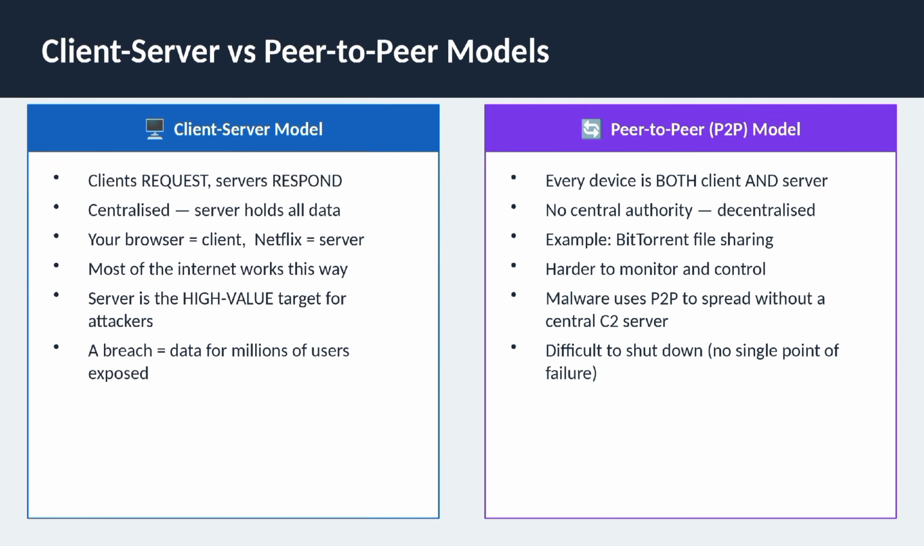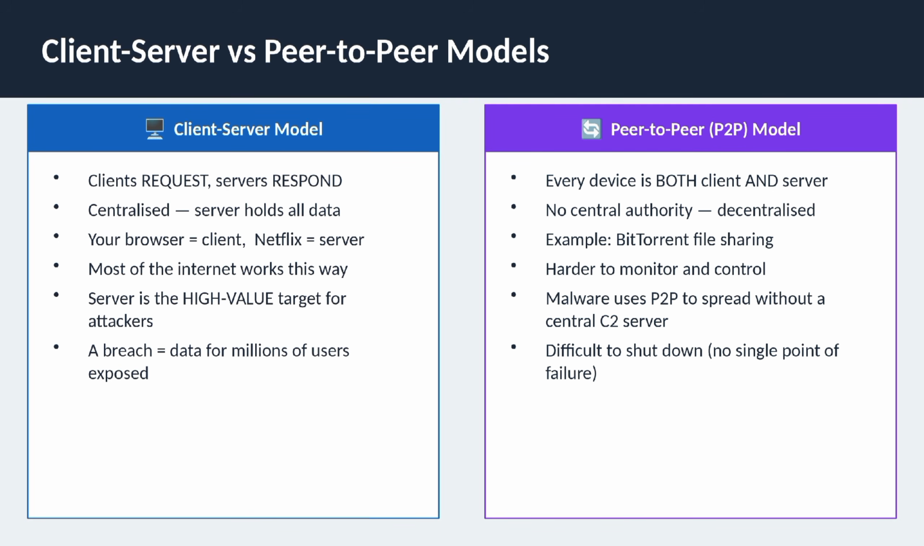Client-server versus peer-to-peer. There are two main models for how devices interact on a network. Client-server model. In the client-server model, there are two distinct roles. Clients are devices that request things. Your web browser is a client. When you type in a URL, it sends a request: Hey, can I have this web page? Servers are devices that respond to those requests. A web server receives your request and sends back the page. Most of the internet works this way.